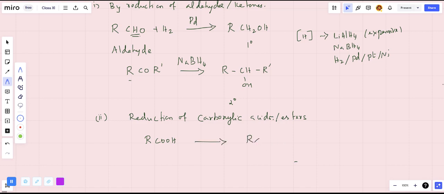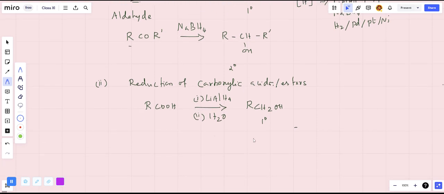CH2OH. Again, you check the number of carbons. It retains the same number of carbons. The reducing agent we are using first is lithium aluminum hydride, then hydrolysis. It reduces to primary alcohol. If you use lithium aluminum hydride, we will get an excellent yield. The yield will be very good. But we know that lithium aluminum hydride is a very expensive agent.